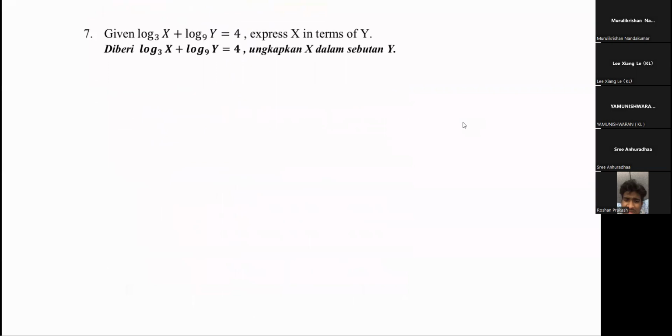Okay, express X in terms of Y. Express X in terms of Y. So tukar semua kepada base yang you suka lah, base 3 ke base 9 ke. I think smaller base is okay. I think base 3. Okay, the Y go on top. The 9 here must go down.